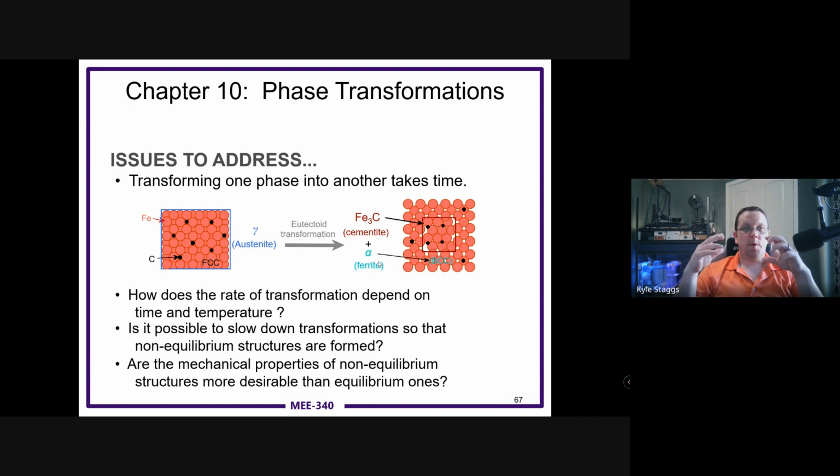So one of the big questions that sparked a lot of additional conversation this morning was: are the mechanical properties of a non-equilibrium structure more desirable than an equilibrium one? What do you guys think? Are the mechanical properties of a non-equilibrium structure more desirable than equilibrium ones? Anyone brave enough to hazard a guess? Who thinks old school Star Wars and it's a trap? Okay, we've got a non-equilibrium vote. Equilibrium.